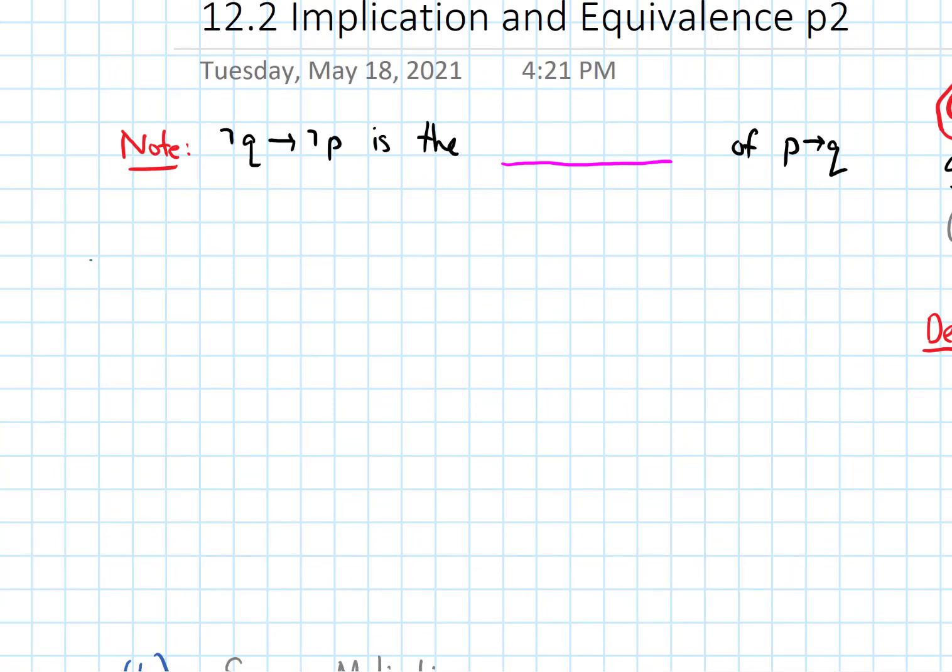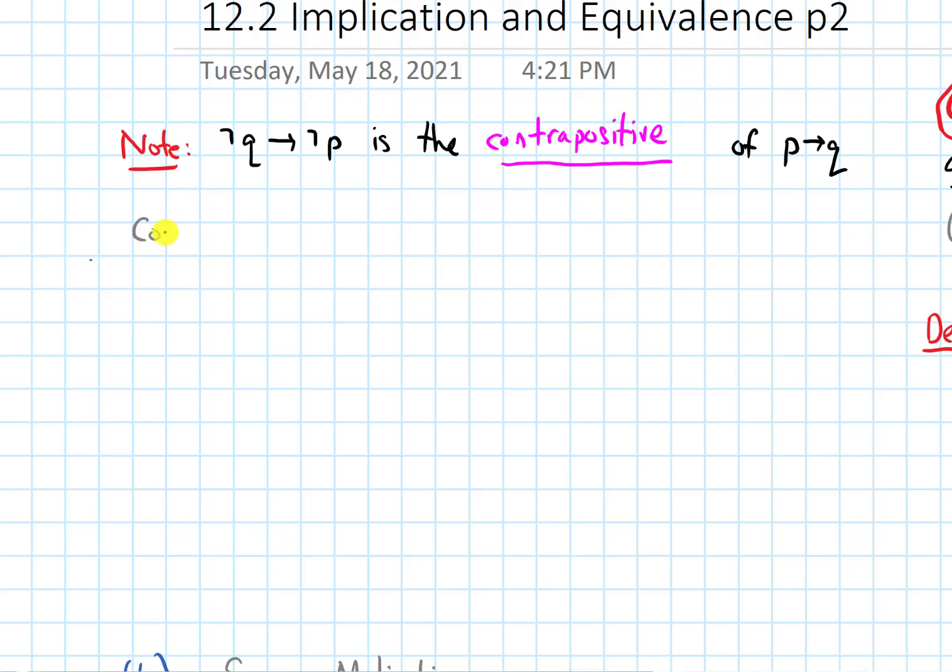There's something important I want to note about the proposition not Q implies not P. This has a special name. It's called the contrapositive of P implies Q. In the next video, we're going to talk about contrapositives and also what are called converses and inverses more in depth. But I do want to introduce that term now.